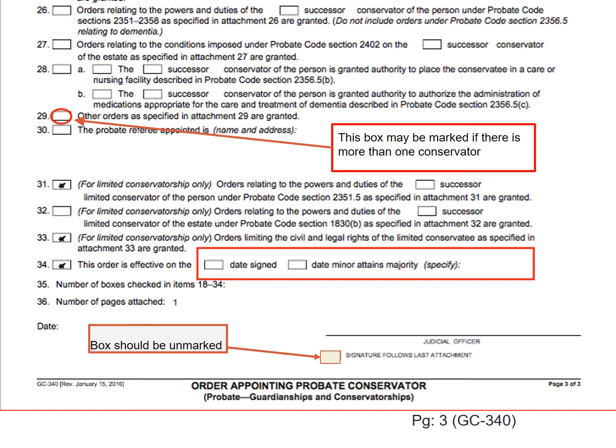At item 34, if the conservatee is an adult at the time of the filing, then check the box next to date signed. If the conservatee is under the age of 18 at the time of filing, then check the box next to date minor attains majority and write their 18th birth date. Make sure the box under the judge's signature line is left blank.